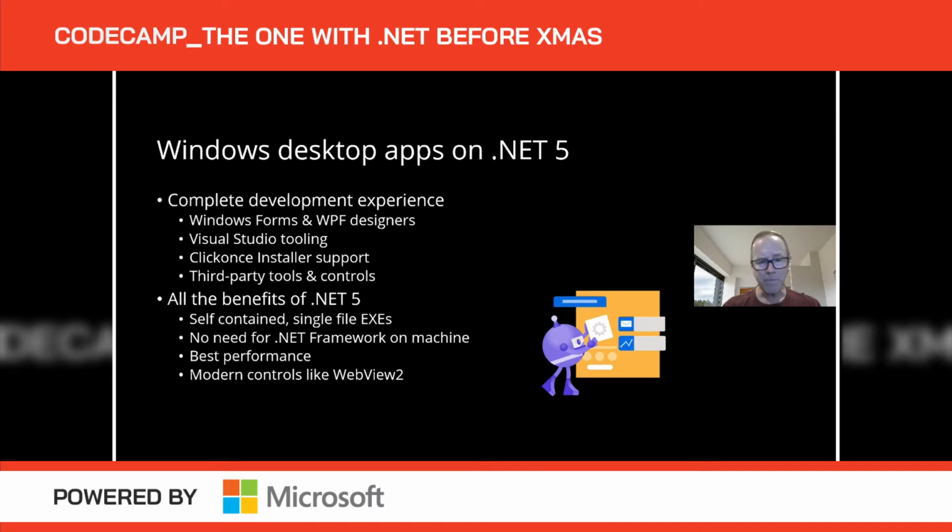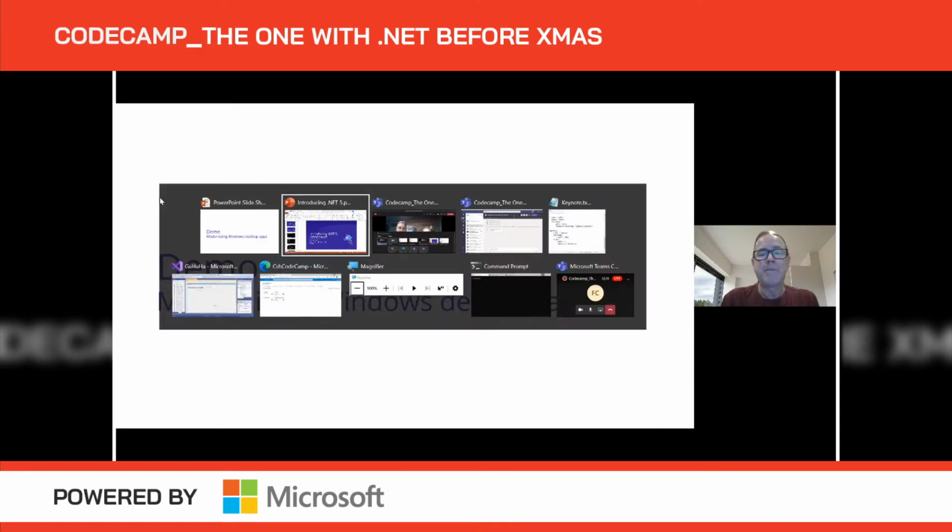Now, you get a huge bunch of benefits if you move your desktop app to .NET 5. You get self-contained. This means you can actually build a desktop application that doesn't need any .NET on the machine at all. We'll ship the framework and your app together in a single exe. You're going to get better performance, as I showed you, likely 25 to 30%. And now we have support for modern controls like WebView 2. And with that, let's do a quick desktop demo.